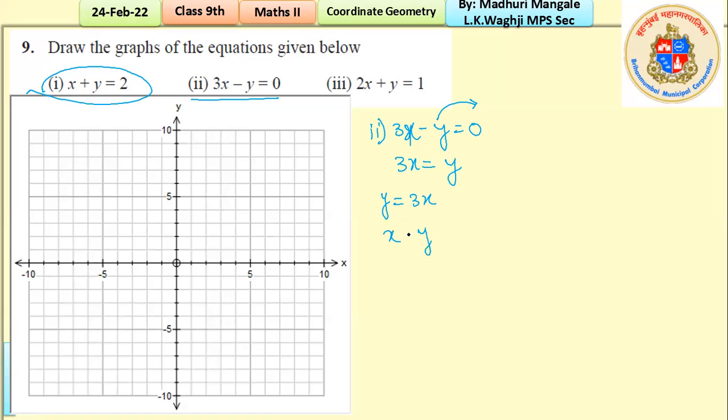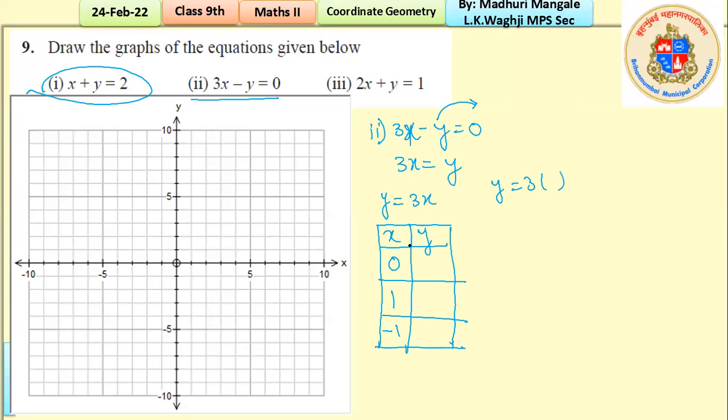Draw out a table like this, x and y in it. So we can just start with random values. Let's say x is 0. What if x is 1? And what if x is negative 1? So y equals to 3 times, in place of x, put 0. That will give you y equals to 3 times 0, which is a 0. So put a 0 over here.